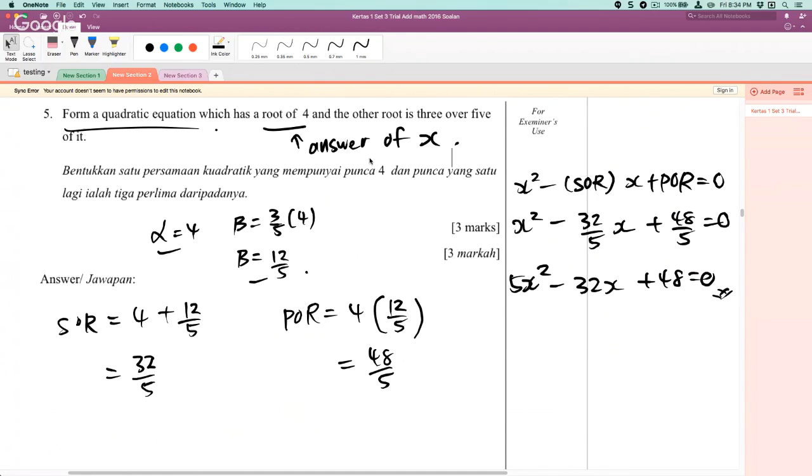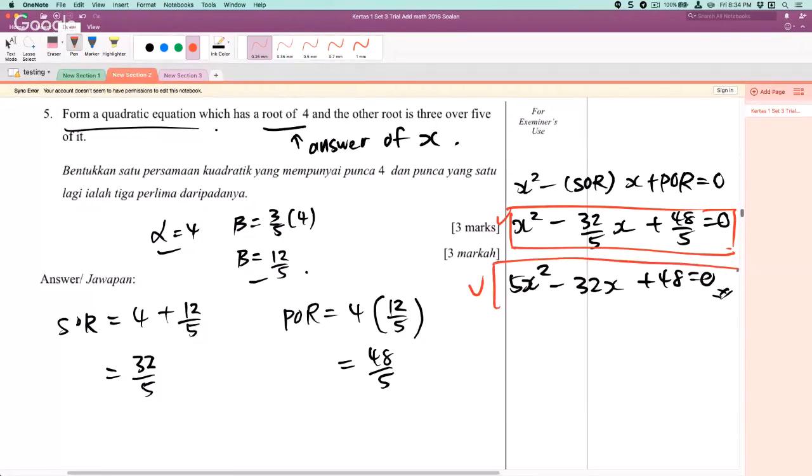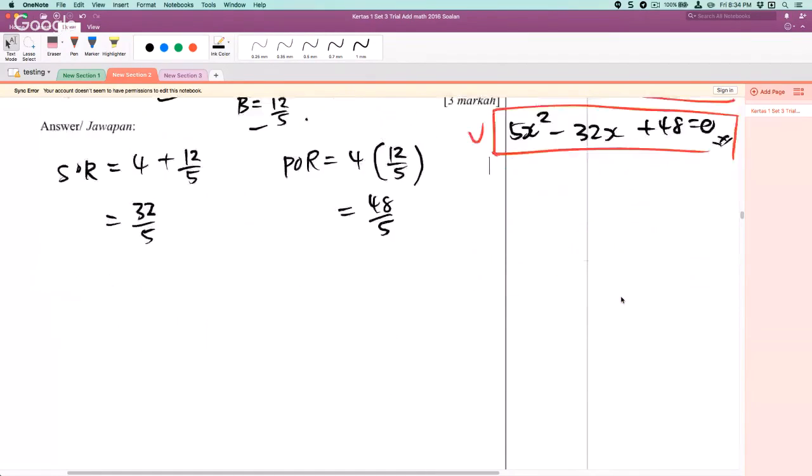Is it okay if you do not multiply by 5? Yes. You can leave your equation in this pattern. I guess you will get full marks also. But this one looks nicer because I just do not like fractions. But for your question, yes, you can leave it in that form.